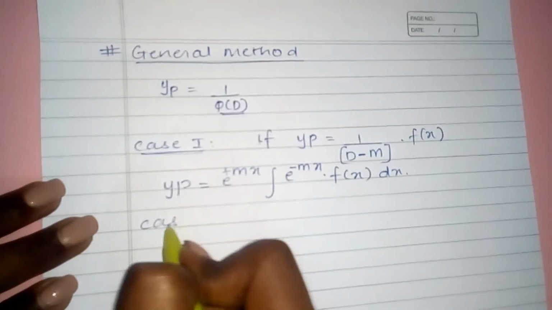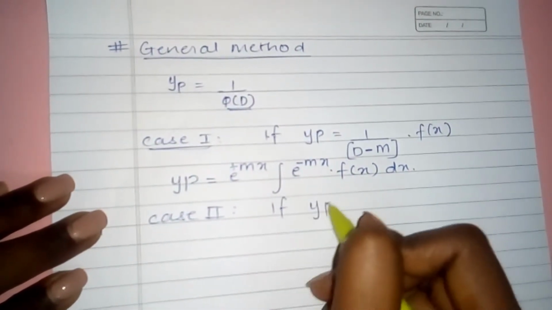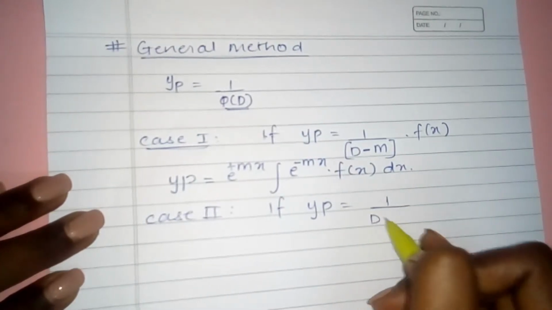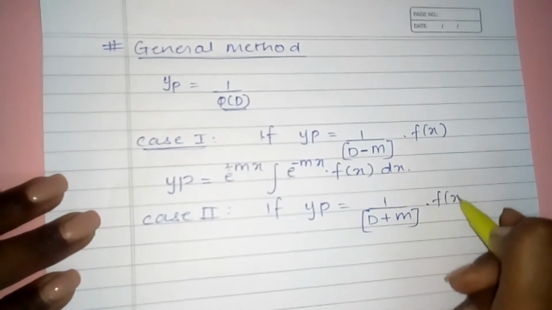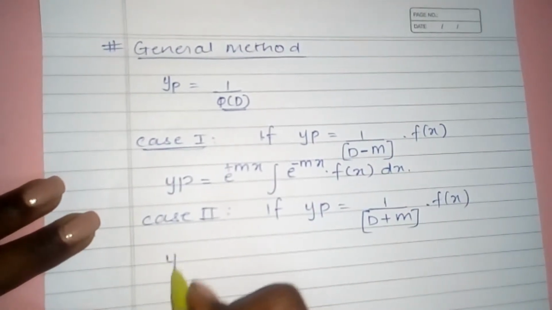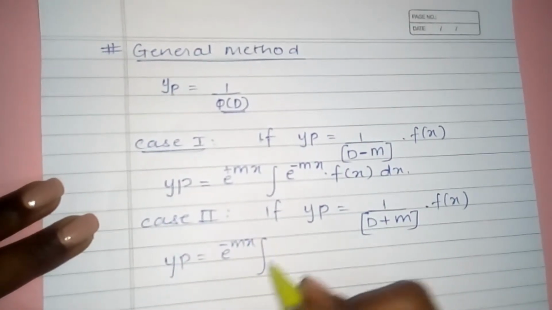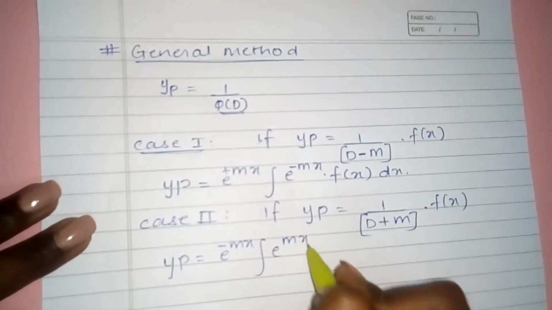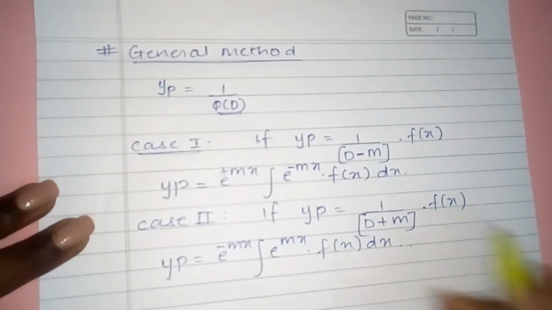Now we have case 2, and case 2 is if yp is equal to 1 upon d plus m into f of x. Then the formula is yp is equal to e raised to minus mx integration of e raised to mx into f of x dx. This is the case 2 formula. Then we have case 3.